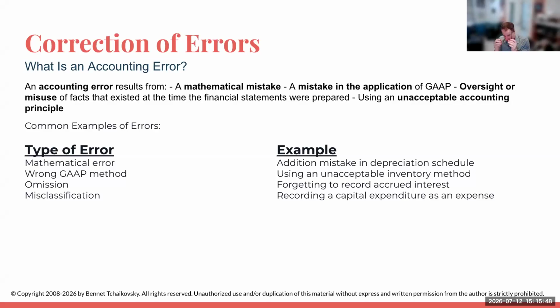But let's go through some common errors. Mathematical error, so maybe there was an addition mistake. Wrong GAAP method, using an unacceptable inventory method. Omission, forgetting to record accrued interest. Misclassification, reporting a capital expenditure as an expense.